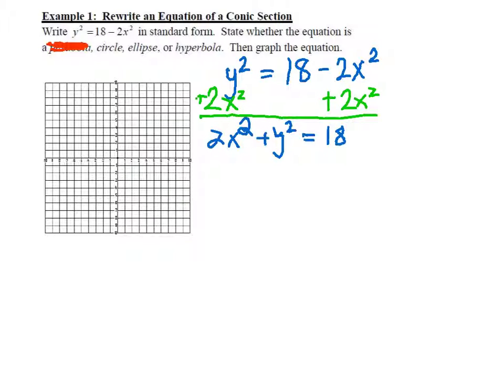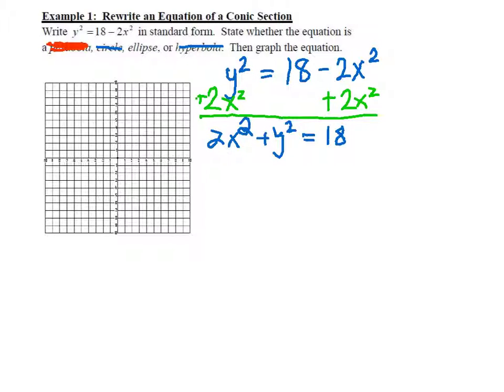Now we can rule out that this is a hyperbola because it does not have a minus sign, so we can take out hyperbola. Now this isn't going to be a circle, because if you look in front of your x squared and in front of your y squared, here you have a 2, here you have a 1. In order for it to be a circle, they both have to be the same number. So that's not going to be possible. So the only other option that we have is an ellipse.